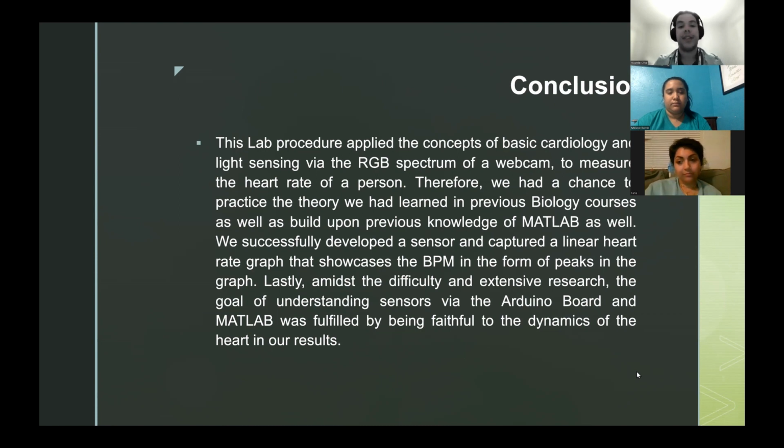Lastly, in conclusion, this lab procedure applied the concepts of basic cardiology and light sensing via the RGB spectrum of a webcam to measure the heart rate of a person. Therefore, we had a chance to practice the theory we had learned in previous biology courses, as well as build upon previous knowledge of MATLAB. We successfully developed a sensor and captured a linear heart rate graph and showcased the BPM in the form of peaks in the graph. Lastly, amidst the difficulty and extensive research, the goal of understanding the sensors via the Arduino board and MATLAB was fulfilled by being faithful to the dynamics of the heart in our results.